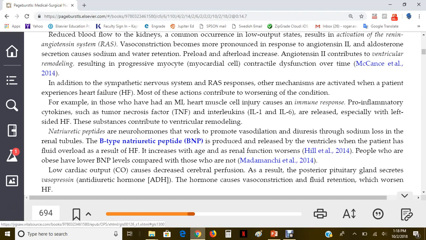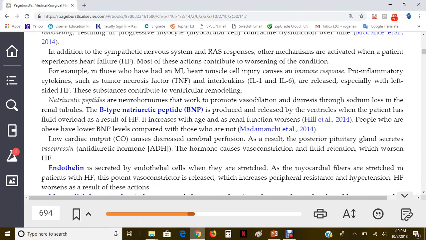That will increase preload, and preload as a result will result in increased stretching of the ventricles in order to accommodate the increased preload, or increased blood volume. That will trigger the release of BNP produced by the ventricles themselves. Now there are two results here.